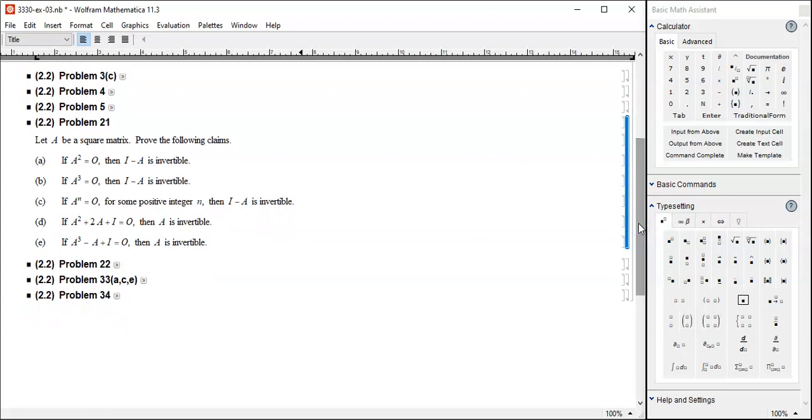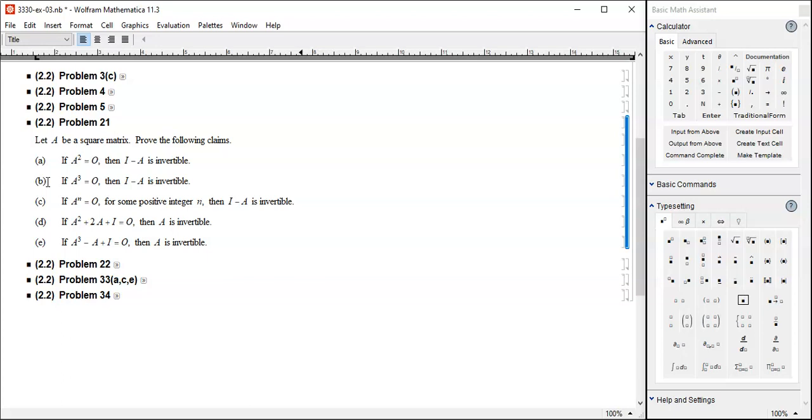And here's the problem. Let A be a square matrix. Prove the following claim. The first part is this: A squared is a zero matrix, then I minus A is invertible. Next, if A cubed is a zero matrix, then I minus A is invertible. In general, if A to the nth power, where n is some positive integer, like A to the 15th power, is a zero matrix, then I minus A is invertible. So C is the most general case, and if you can do C, then of course A and B follow.